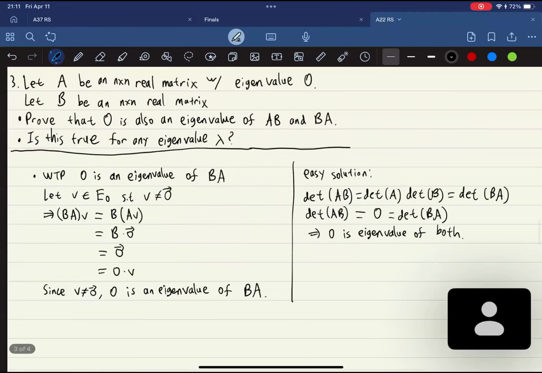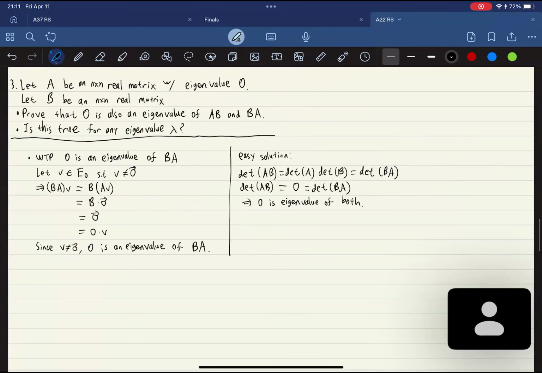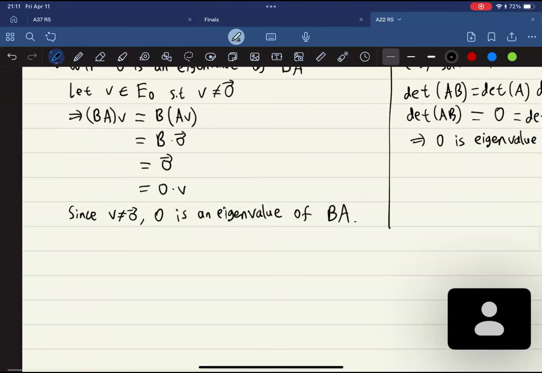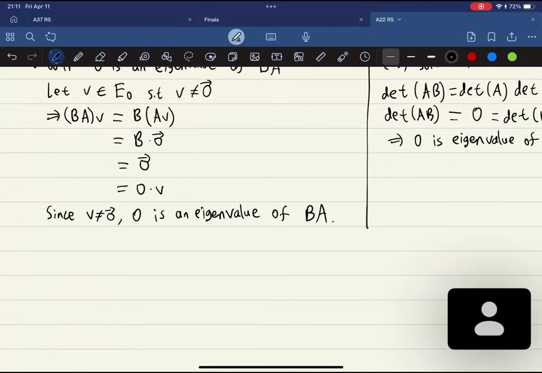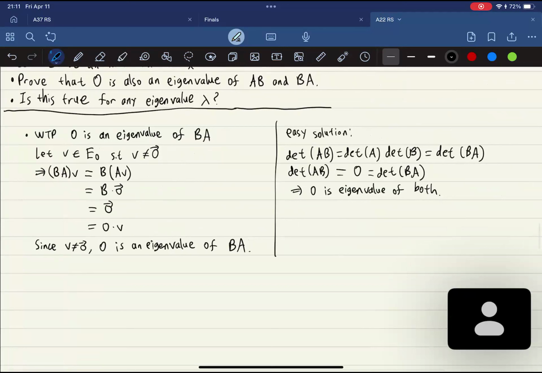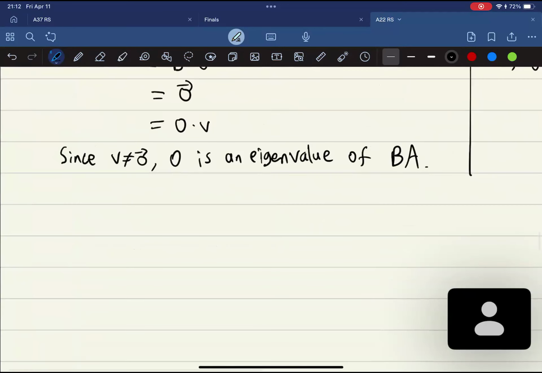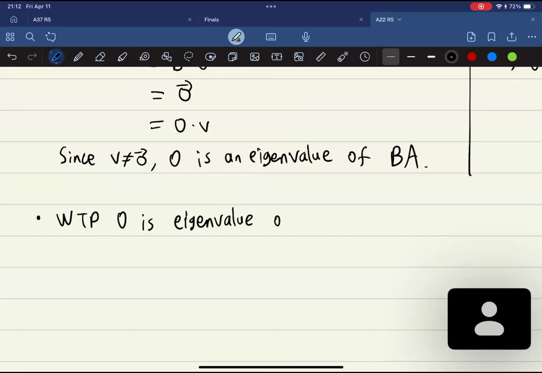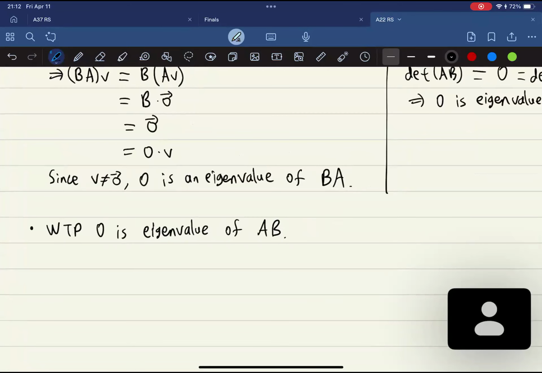Yeah, so this is an easy solution. But anyways, as an exercise, let's assume that we cannot use that fact. So we want to prove that 0 is an eigenvalue of AB now. Does anyone have any ideas?